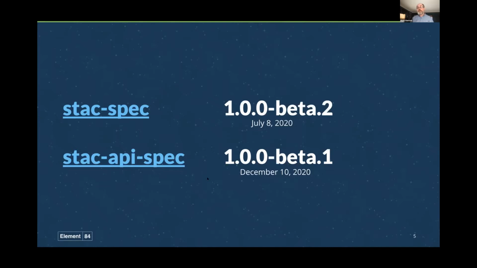We're probably planning on coming out with a release candidate version quite soon. The STAC API spec is the specification for the actual RESTful API that is based on OGC API features. And this is one reason why we split this out into a different specification, because it's really extensions on top of this OGC API. It didn't make sense to lump it into the STAC spec.